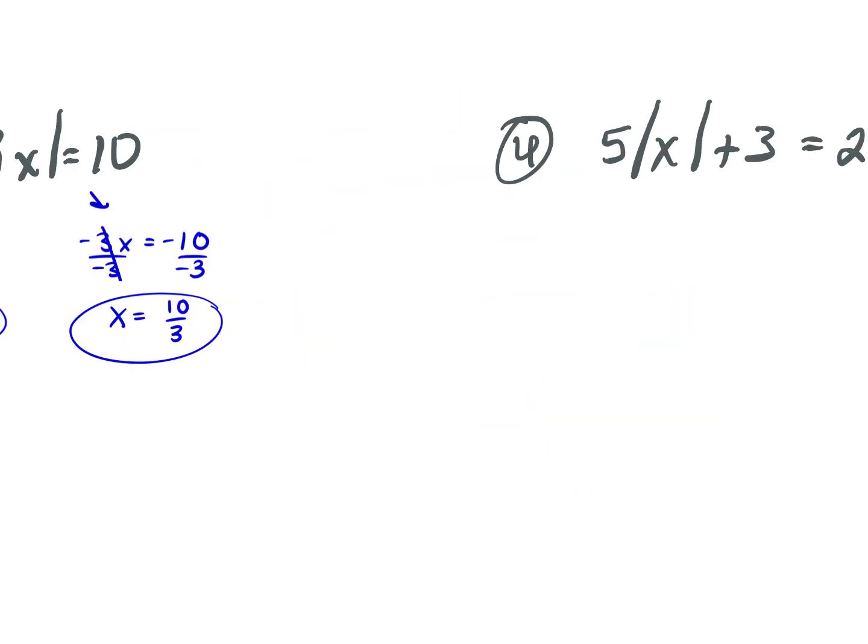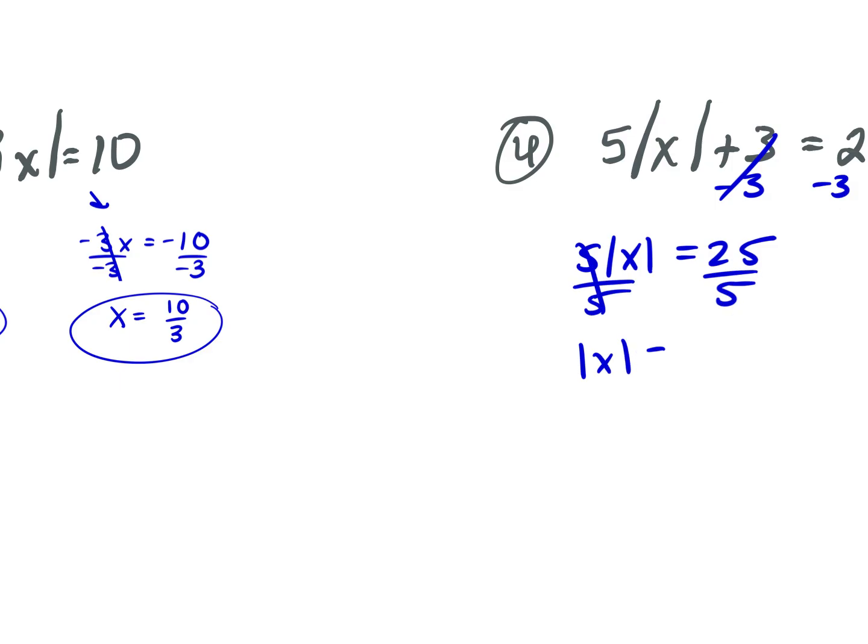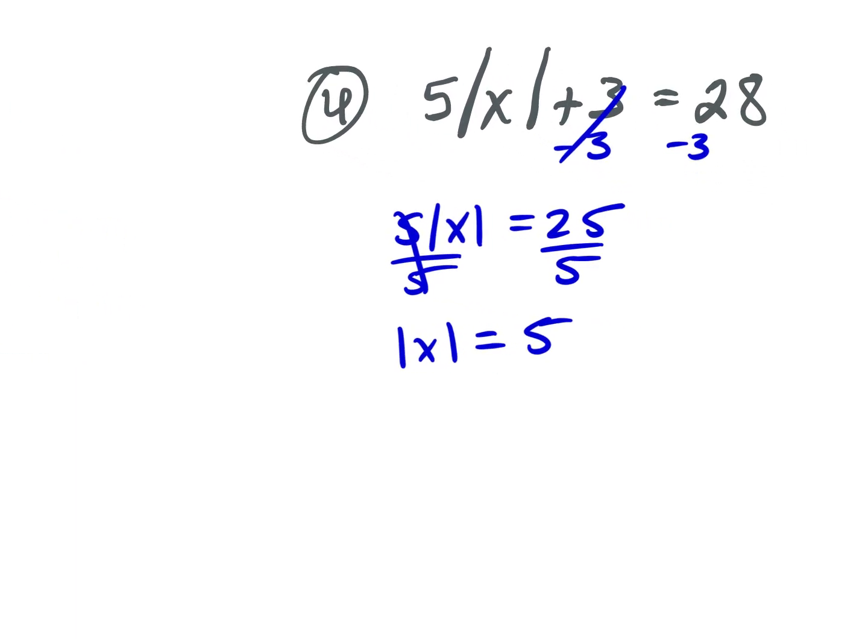All right, for number 4, we have to get the absolute value bars all by themselves first. So what should I do first here? Subtract 3, perfect. So we have 5 times the absolute value of x equals 25. What should we do next? Divide by 5. So the absolute value of x equals what? 5. So now to find what x equals, to get rid of our absolute value, we have to split it into two equations. So x equals 5. And what else does x equal? -5. Perfect.